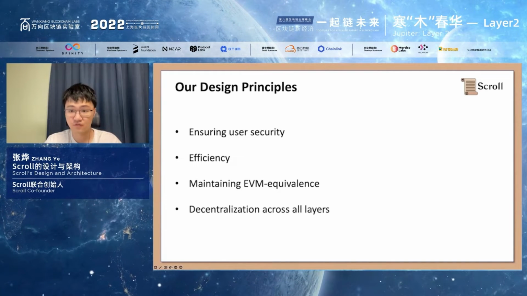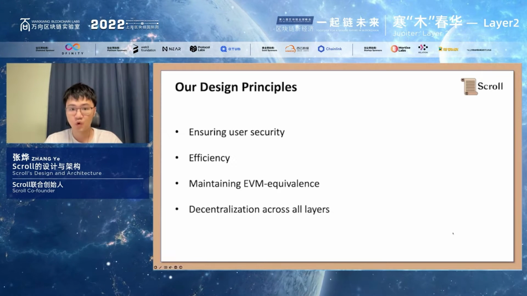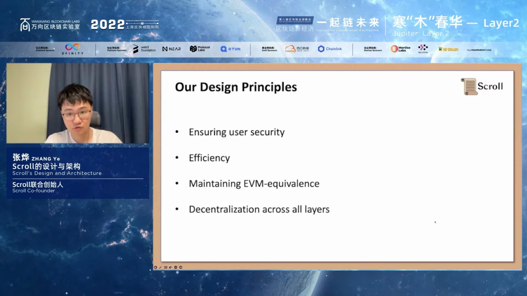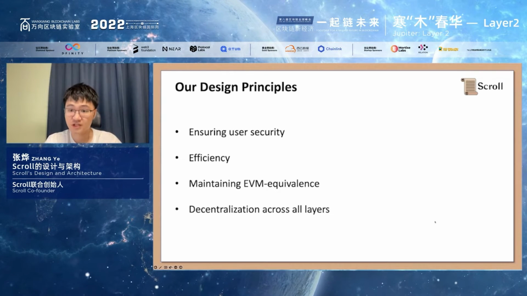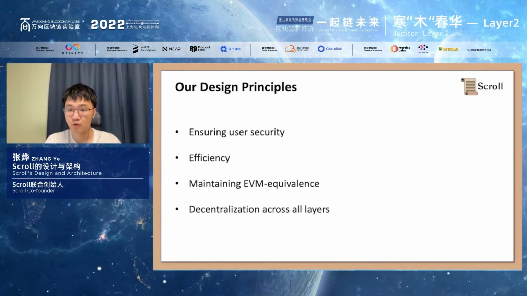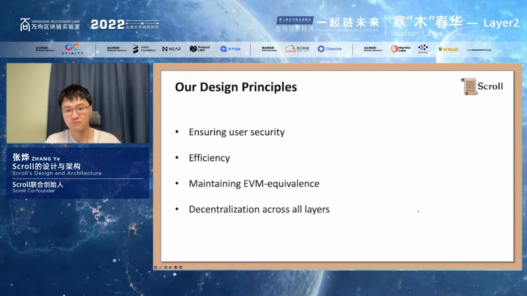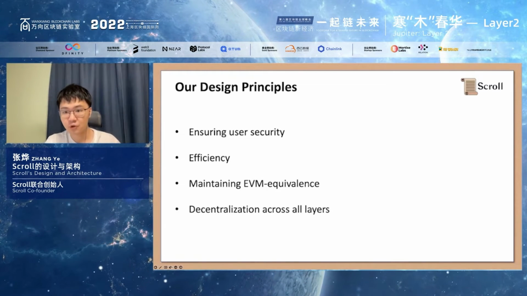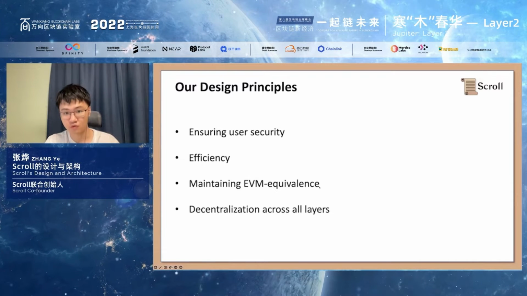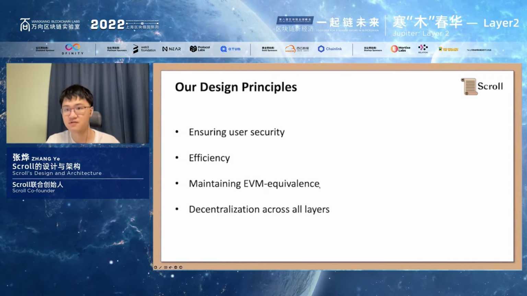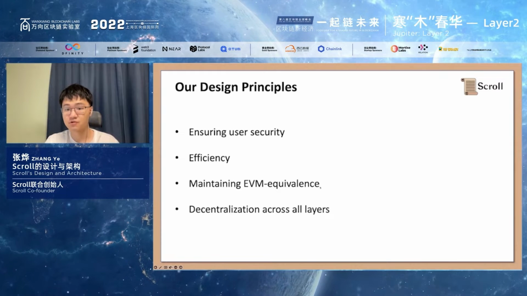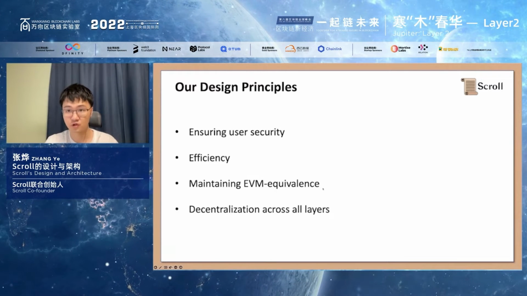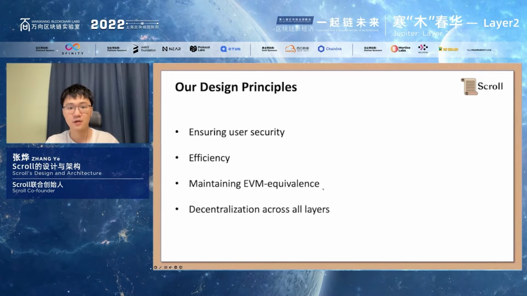EVM has a very vibrant ecosystem. We believe that an effective Ethereum scaling solution should give users and developers a seamless migration experience from existing dApps and all the tooling support. And EVM equivalency is the best way to achieve this, right? Because you get the same environment. That's the reason why we want to maintain EVM equivalency going forward, also as our starting point.